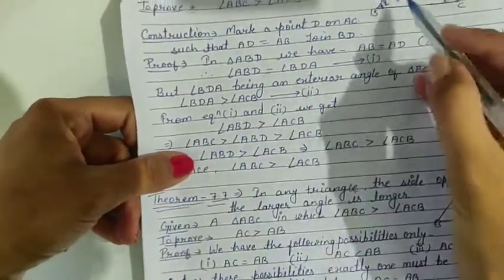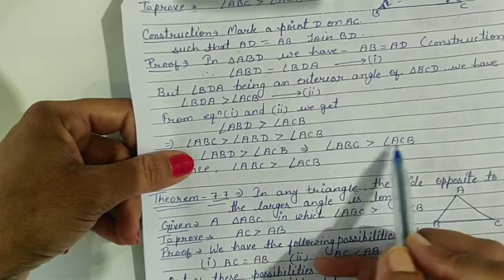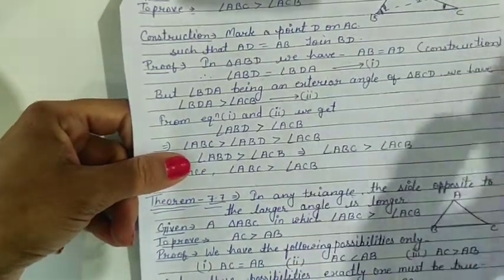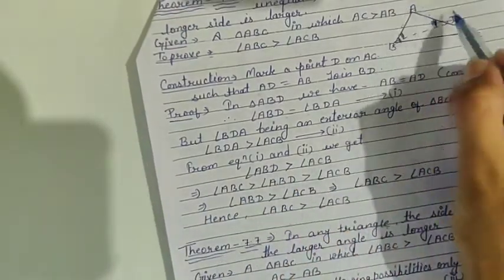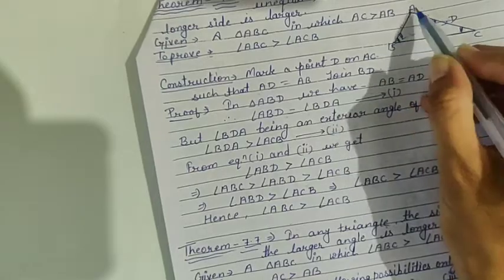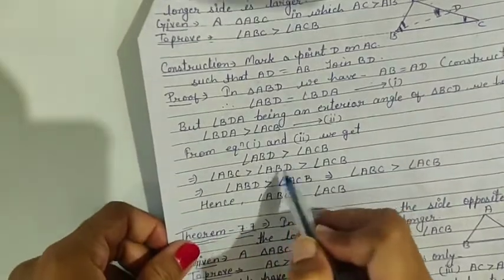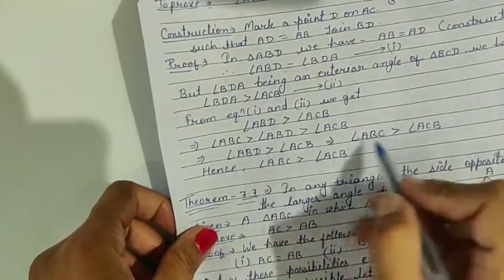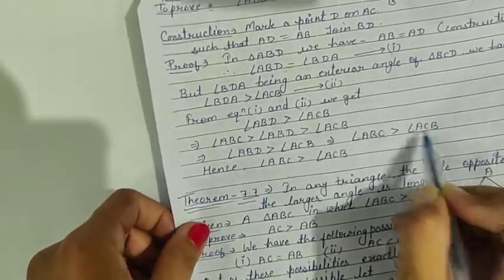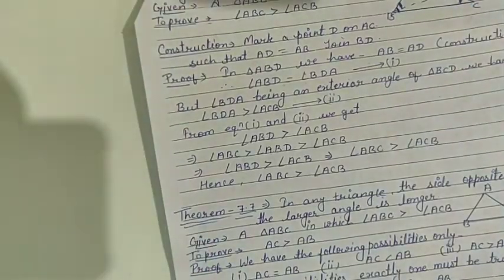Then ABC is greater than ACB, because ABC is greater than ABD, since ABC is the whole angle and ABD is part of ABC. So ABC is greater than ABD and ABD is greater than ACB. So ABC is greater than ACB. Hence this angle is greater than this angle. Then this is proved: the angle opposite to the larger side is larger.